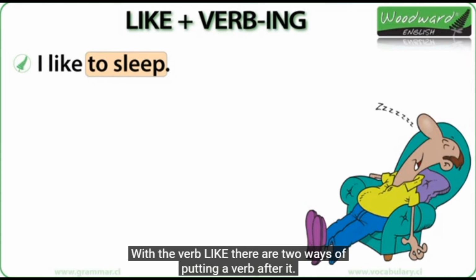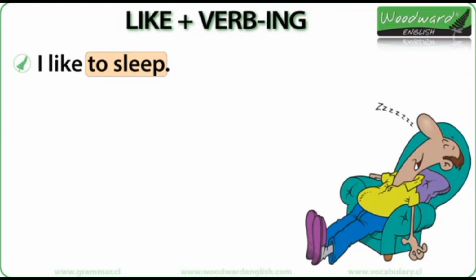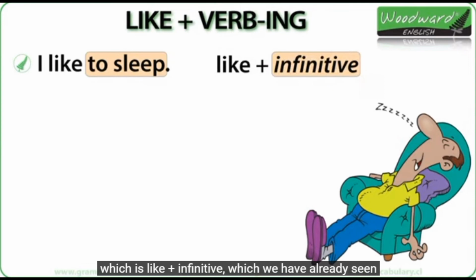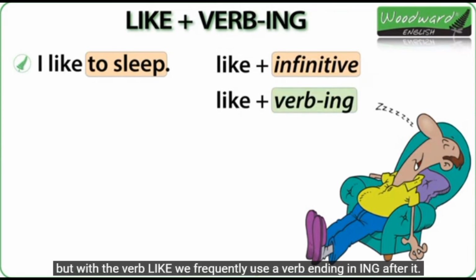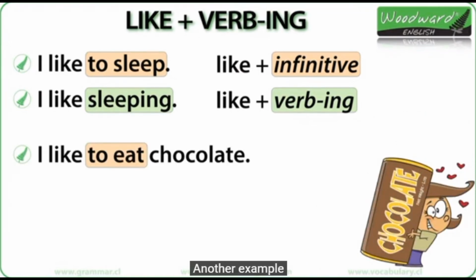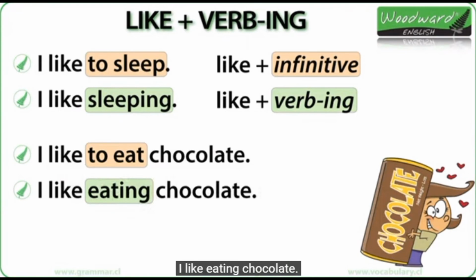With the verb like, there are two ways of putting a verb after it. You can say, I like to sleep, which is like plus infinitive, which we have already seen. But with the verb like, we frequently use a verb ending in ing after it. I like sleeping. Sleeping is a verb ending in ing. Another example. You can say, I like to eat chocolate. Or you can say, I like eating chocolate.